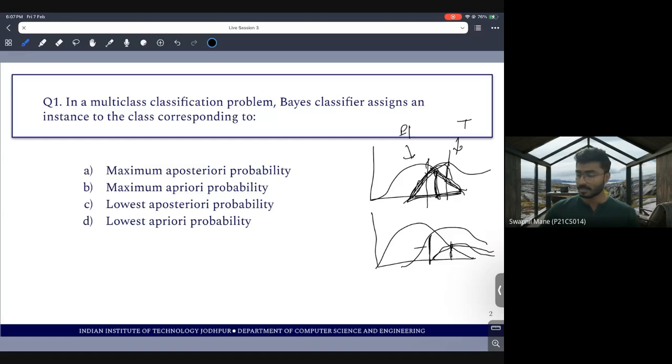This question is related to that particular concept. So please read the question and try to give an answer. Which one is the correct option for this question?